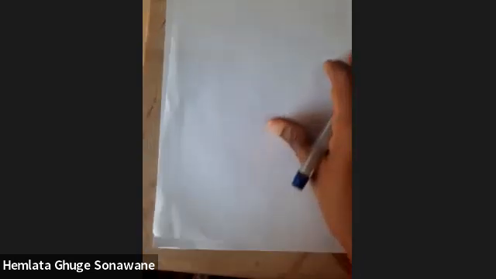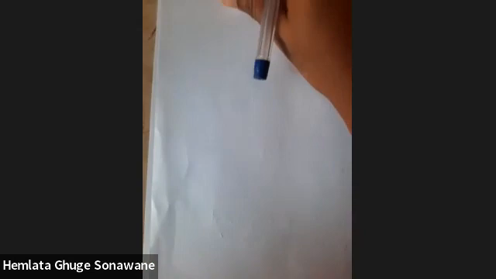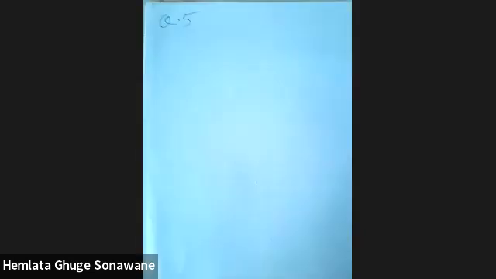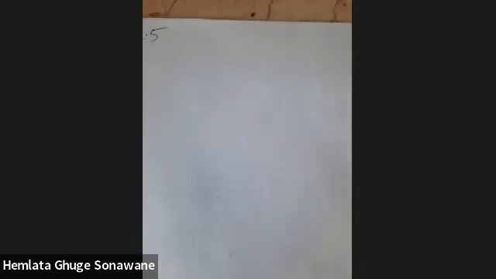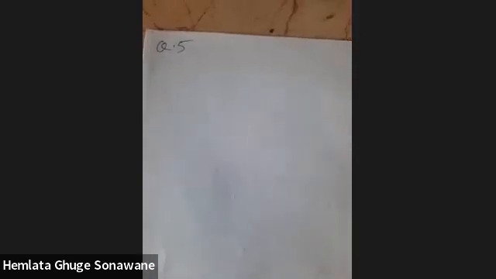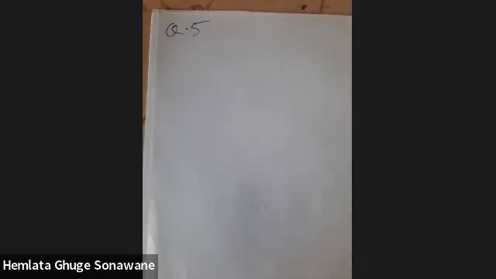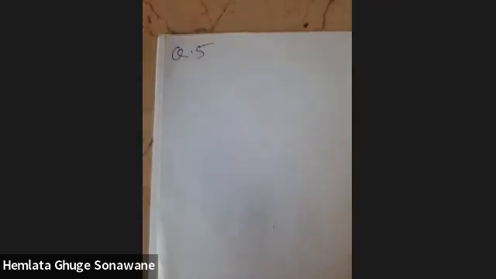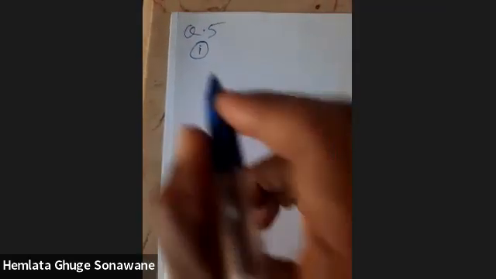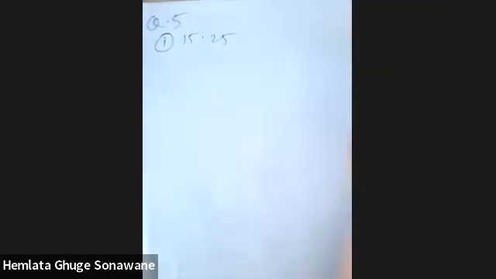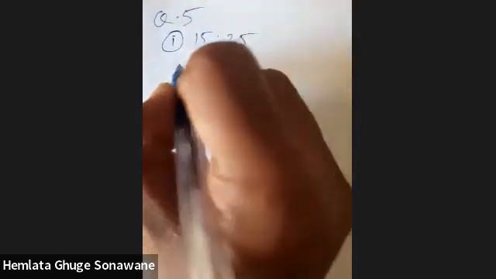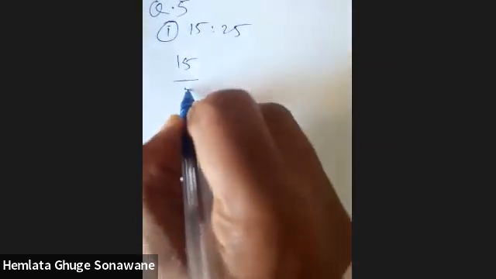We'll take the next question, question number 5. Convert the following ratios into percentage. Now we have to convert the given ratios into percentage. Earlier we converted percentage into the reduced form, that is ratio. First example, 15 as to 25. That is 15 upon 25.